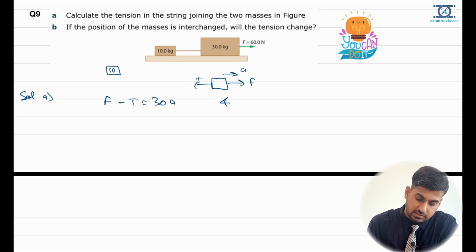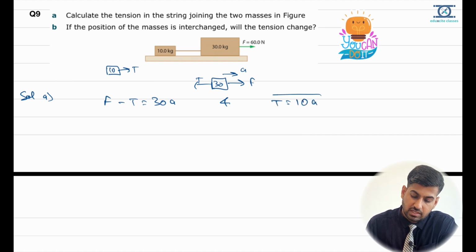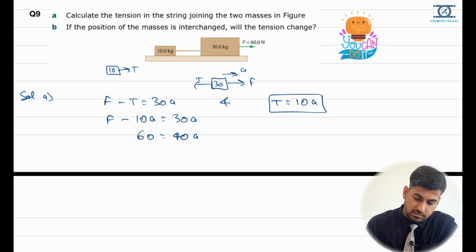For the 10 kg mass, only tension is there, so I can say T is equal to 10 A. So I can write the tension in terms of A. So F minus 10 A is equal to 30 A. F is given to us, so 60 is equal to 40 A. So A comes out to be 60 by 40, which is 1.5 meter per second square.